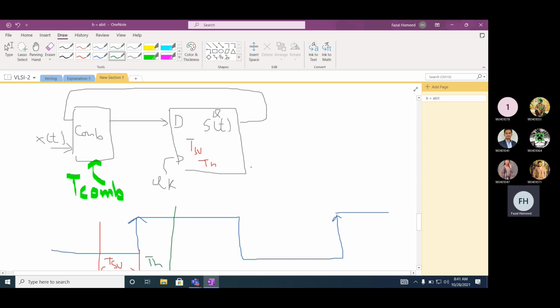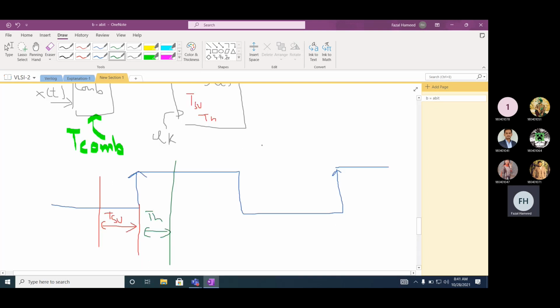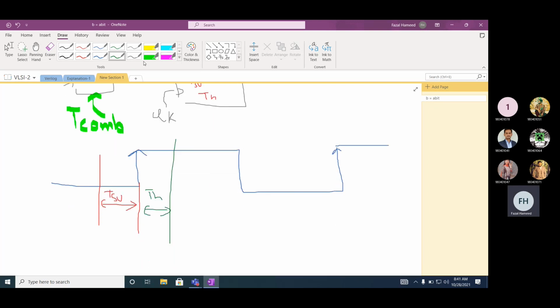Now, the output Q is being fed back to the combinational circuit. So when this output is stable, it is being fed into the combinational circuit, and the combinational circuit will also have some delay. Agreed? I am drawing this in another way. Let's assume this is T combinational, the worst case delay.